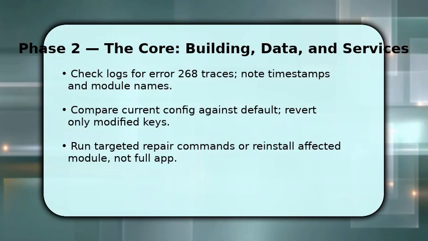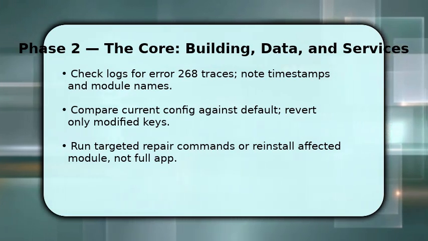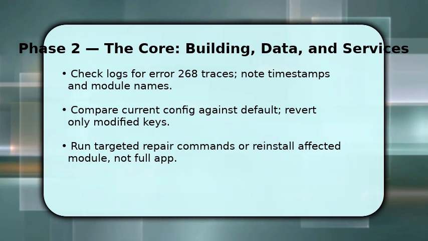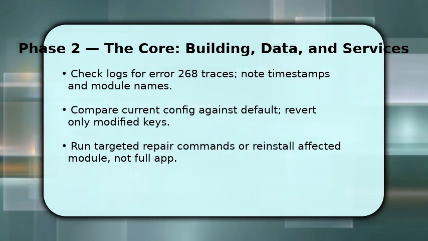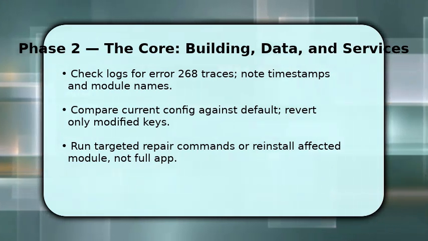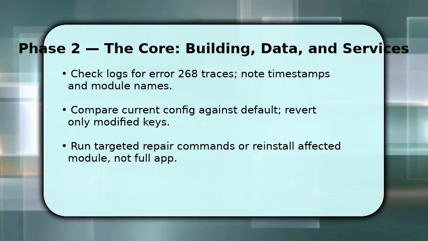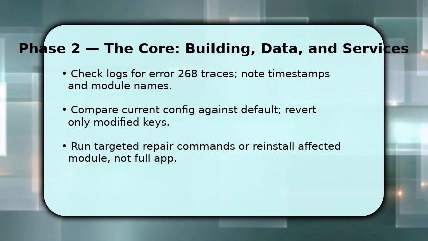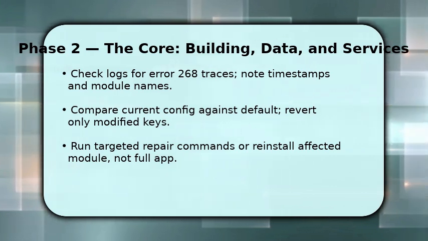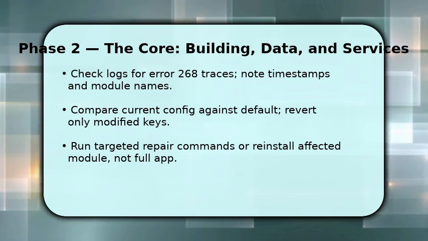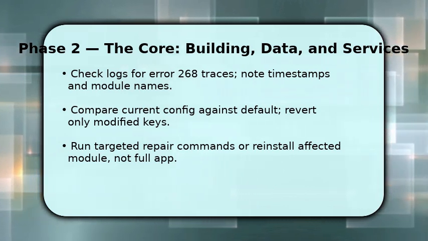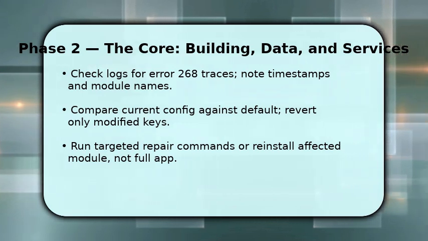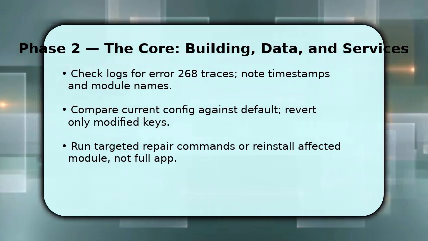You should scan the logs for error 268 traces immediately, noting timestamps and the exact module names involved. That tells you where to focus. Next, compare the live configuration against a default file and revert only the modified keys that correlate with the error. Avoid wholesale resets. Then run targeted repair commands or reinstall the affected module rather than the full application, because a narrow repair preserves your custom settings while resolving corrupted components.